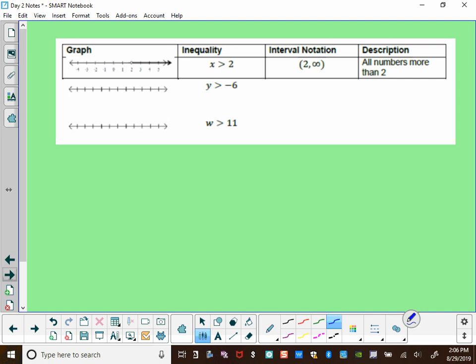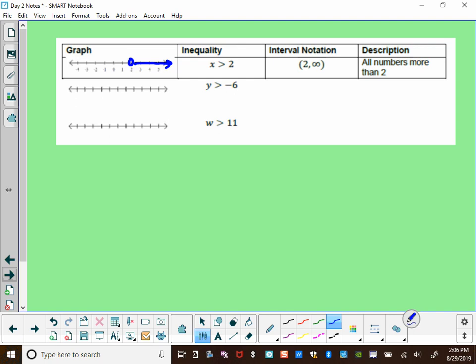All right, so let's graph this. Oh wait, they graphed the first one for you. The first one is just an example. You have an open circle at 2. Your arrow is going towards infinity. Your interval notation is 2 with the parentheses because it's an open circle, and infinity because it's infinite. There's no number there. We're not going to do the description. We don't have to do that.